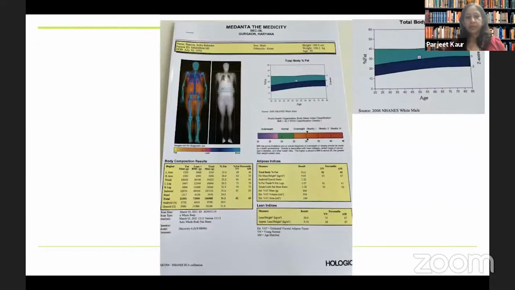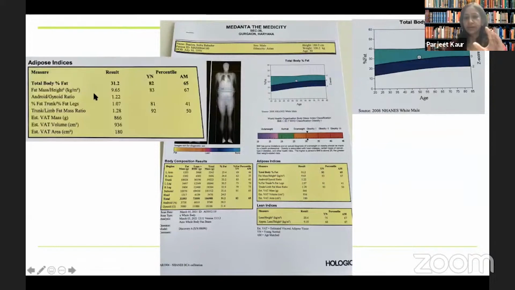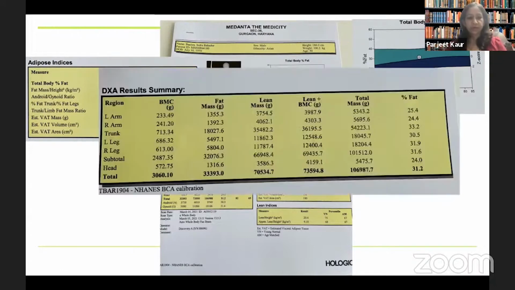This is how you get the report of the DEXA scan, where you will get a total body fat percentage. You will get the adipose indices also, for example, fat mass by height squared. You will get an android to gynoid ratio, which will give some kind of distribution. It also estimates visceral adiposity. This DEXA scan, by the equation, can actually estimate it, although it may not be that accurate. It is not found to correlate that well with CT, but it also gives an estimate of visceral adiposity. And in terms of the lean mass, it gives the appendicular lean mass.